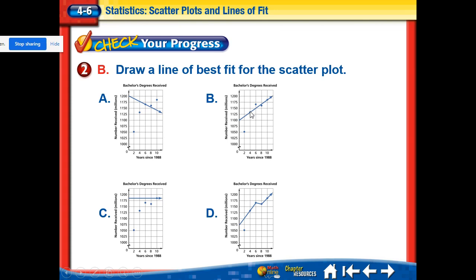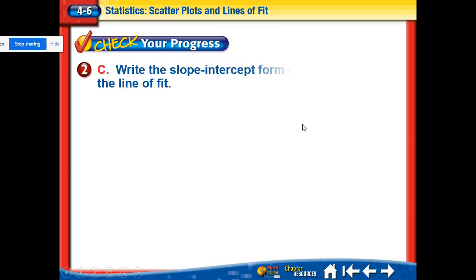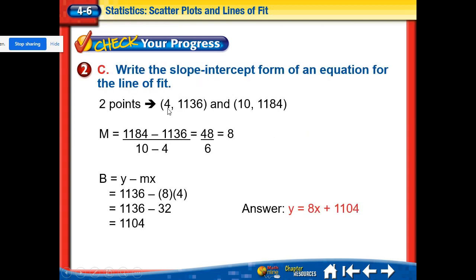So now let's look at the line. We have this point here at 4 and this point here at 10 that are closest to our line. So I want the point at 4 and the point at 10. Find my slope, which gives me 8. Put in my ordered pair. Again, I just chose the first one. And I get 1,104. Put that into my equation with the 8, and that's my equation.